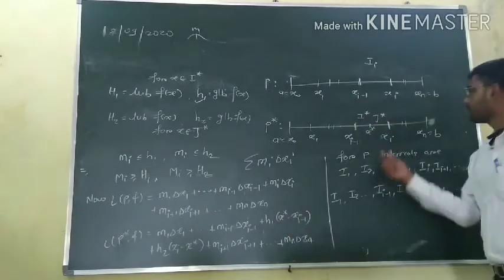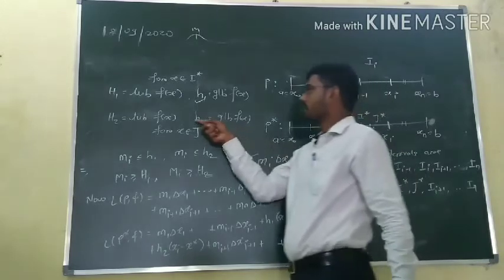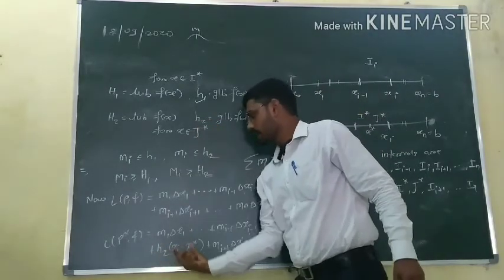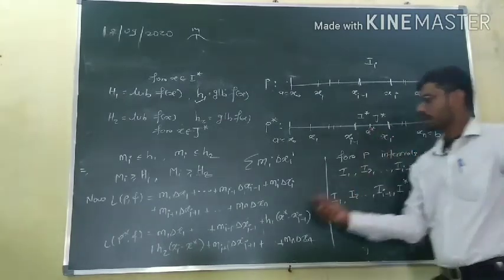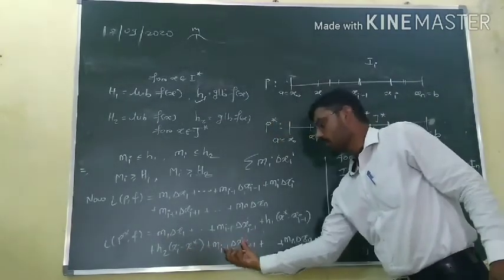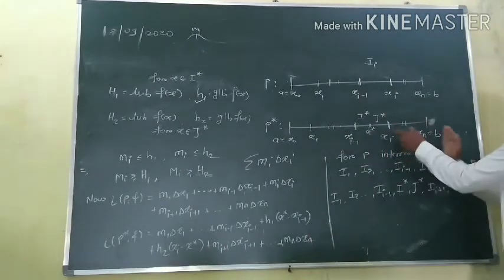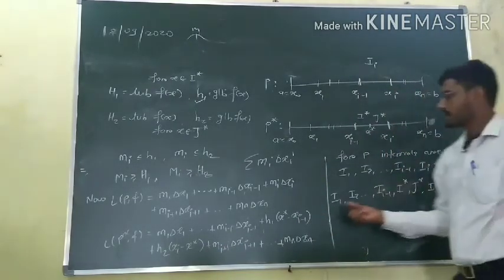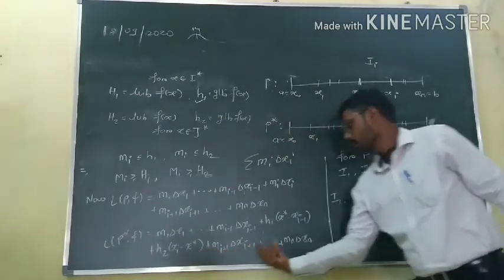Similarly, the next interval is j star. Its minimum value of the function is h2. So h2 into the length of the interval. What is the length of the interval? x i minus x star. Now again the next part is the same because the next intervals are the same. So again same m i plus 1 delta x i plus 1 up to m n delta x n.